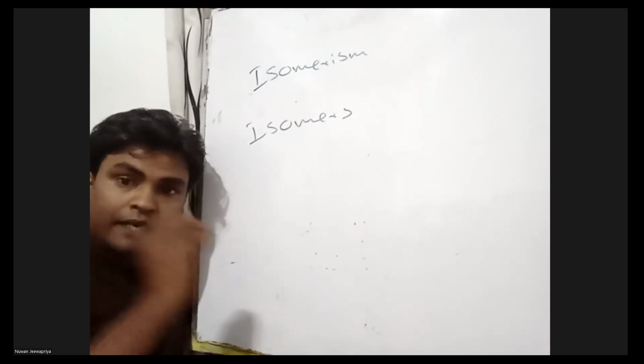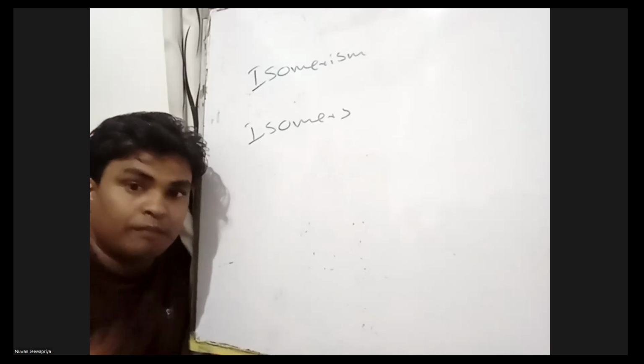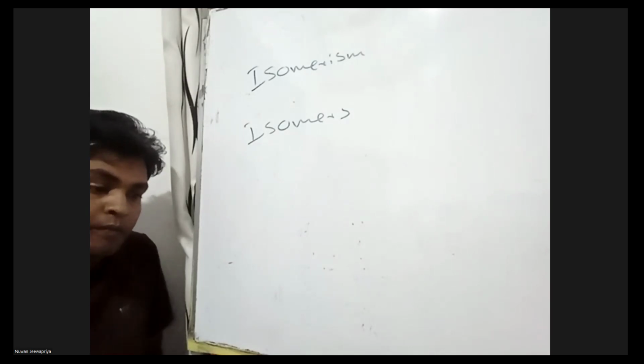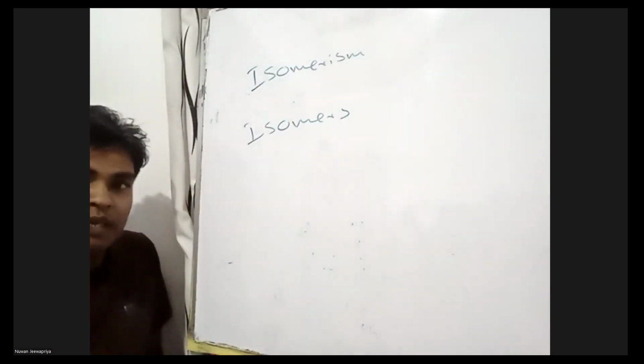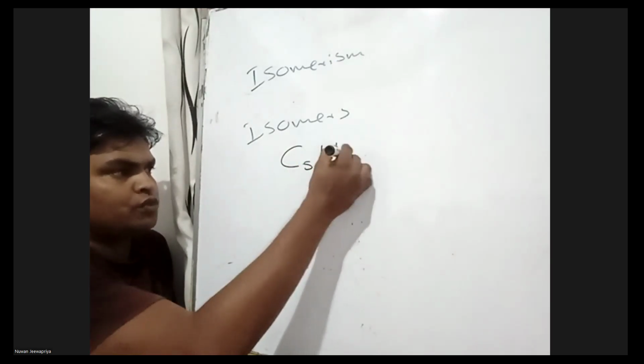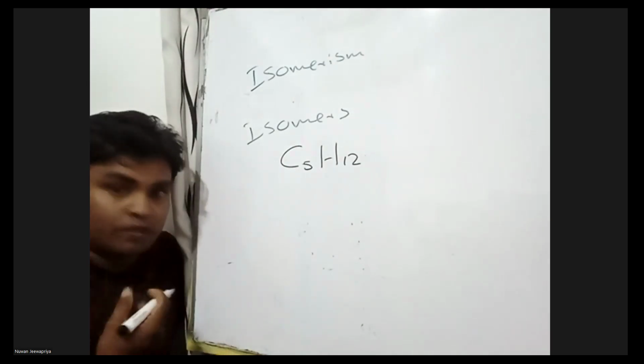What is isomerism? The word isomerism means existence of different displayed formulae for the same molecular formula. For example, if my molecular formula is C5H12, I mean in alkanes. In this lesson, I am going to explain the isomerism of alkanes.